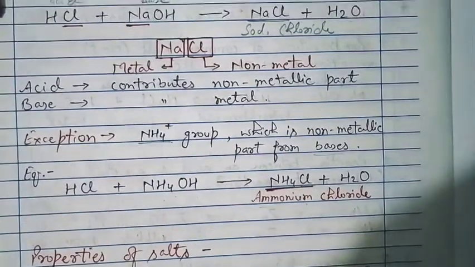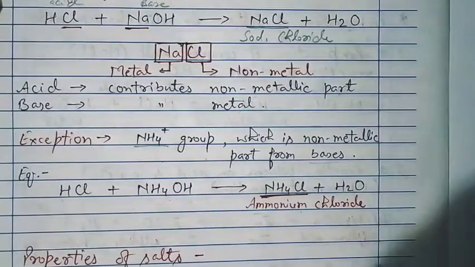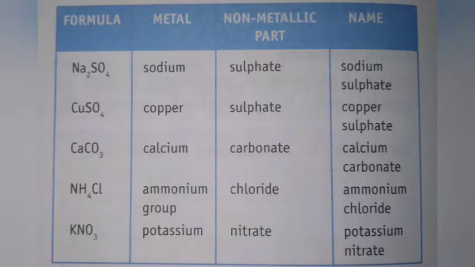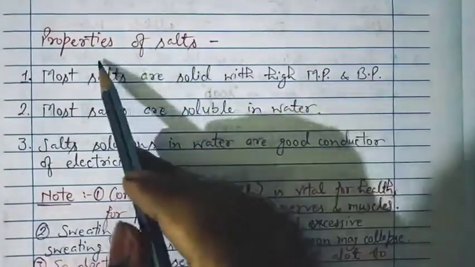So let's see the chart of the naming of salts. This table shows the names of given salts and the metal and non-metallic parts of the compounds. Please stop the video and you can take a screenshot of the names of the given salts and how they are named. So now we have just finished the naming of salts. Now let's study the properties of salts.